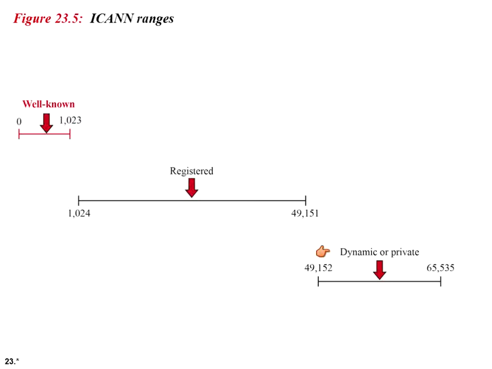Well-known ports range from 0 to 1023 and are assigned and controlled by ICANN. These are the well-known ports. Then we have registered ports, which range from 1024 to 49151 and are not assigned or controlled by ICANN. They can only be registered with ICANN to prevent duplication.